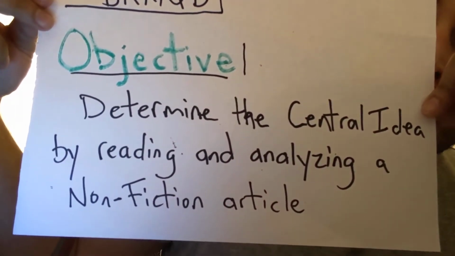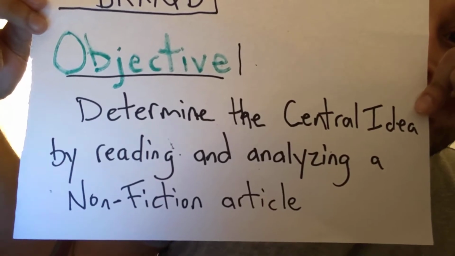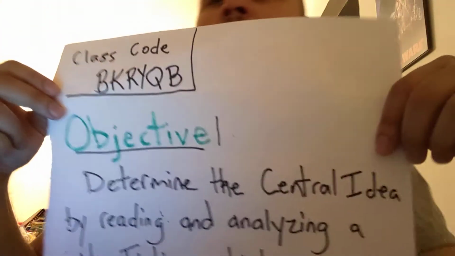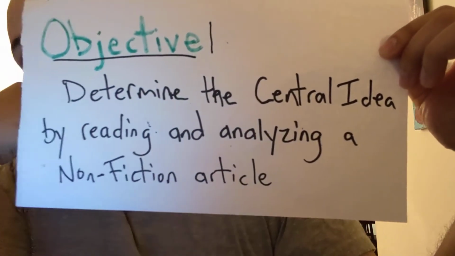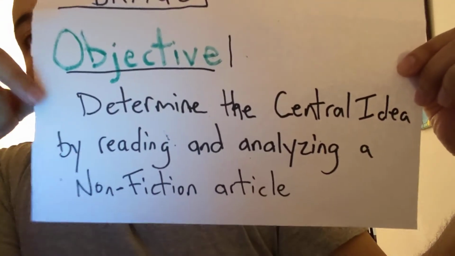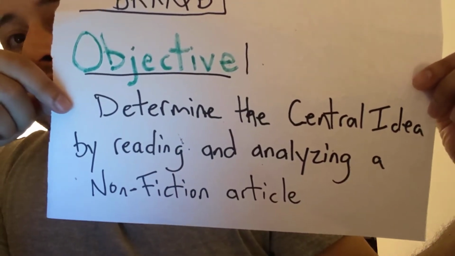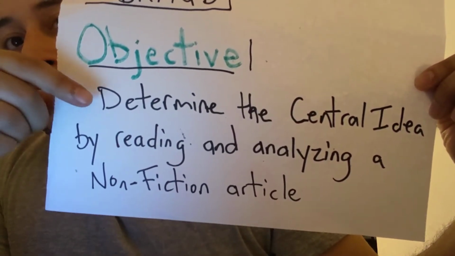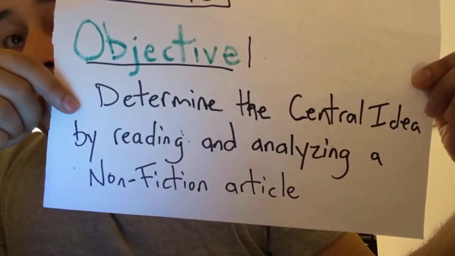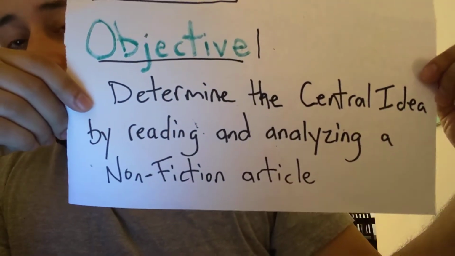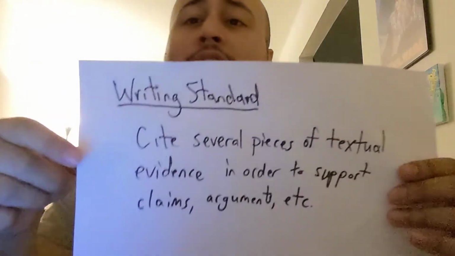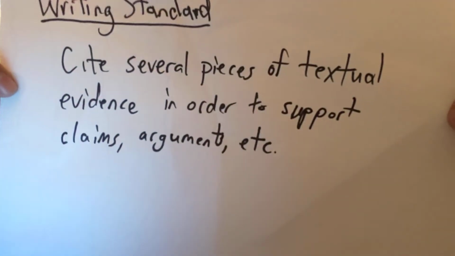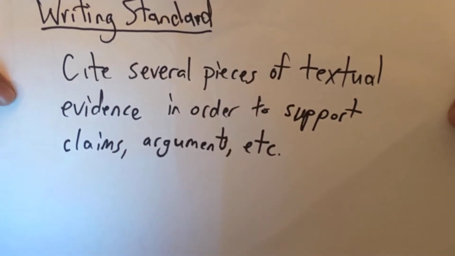Determining the central idea by reading and analyzing a nonfiction article. You'll be reading and analyzing a nonfiction article called "How Did the Greeks and Romans Write?" When you read the article and answer the questions, you will be completing this objective. If you answer the questions correctly, you will have found the central idea. You're also going to be doing a writing piece. When you write, I can show you this now. I wrote this standard out for you also. Our writing is going to be based on this standard from here on out.